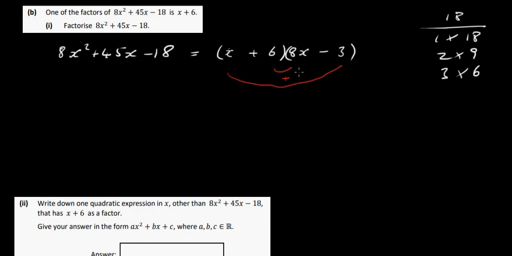What about when I look for the middle term here? Well, plus 6 times plus 8x will give me plus 48x. Now this one here, x times minus 3 will just give me minus 3x. So if I add these two, I do get plus 45x. That is the middle term here. So this is my answer here at this stage.